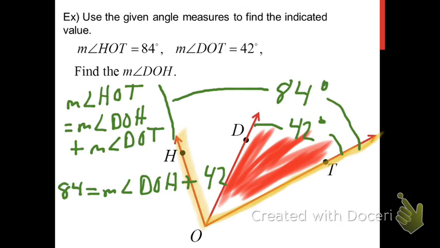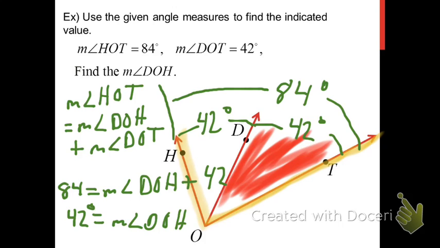And then I can use a little simple algebra. I can subtract 42 from both sides. 84 minus 42 is 42. And that tells me that 42 degrees is the measure of angle DOH. Alright, now if you know one of the smaller angles and the largest angle in this picture, then you just simply use subtraction to find the measure of the other smaller angle right here. This is 42 degrees as well, it turned out.